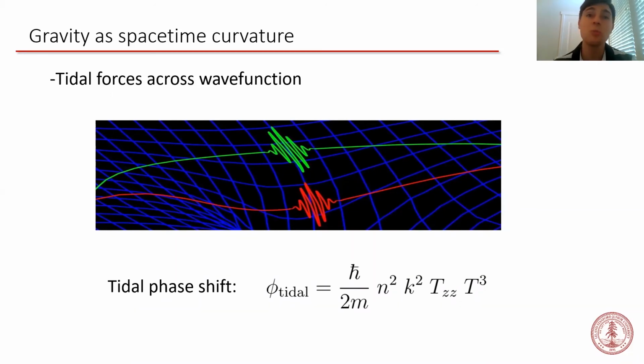It's given by this expression here, where h bar is Planck's constant, m is the atomic mass, n is the LMT order, or the number of pulses, k is now the single photon wave vector, T_zz is the gravity gradient, and T is the interferometer time. So in the experiment I'm about to describe, the goal is to observe this phase shift.